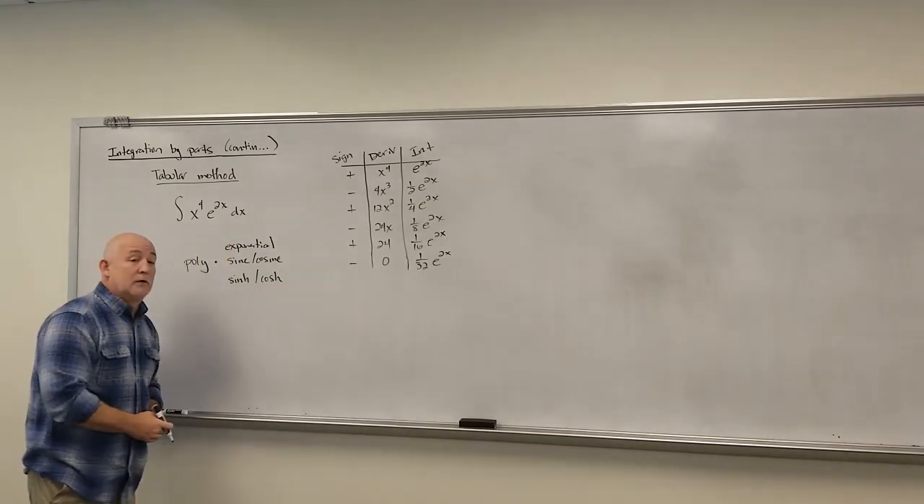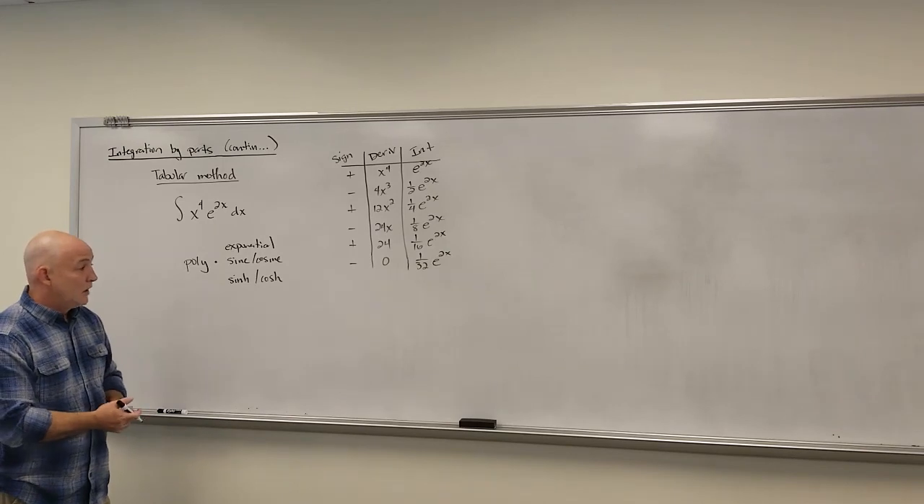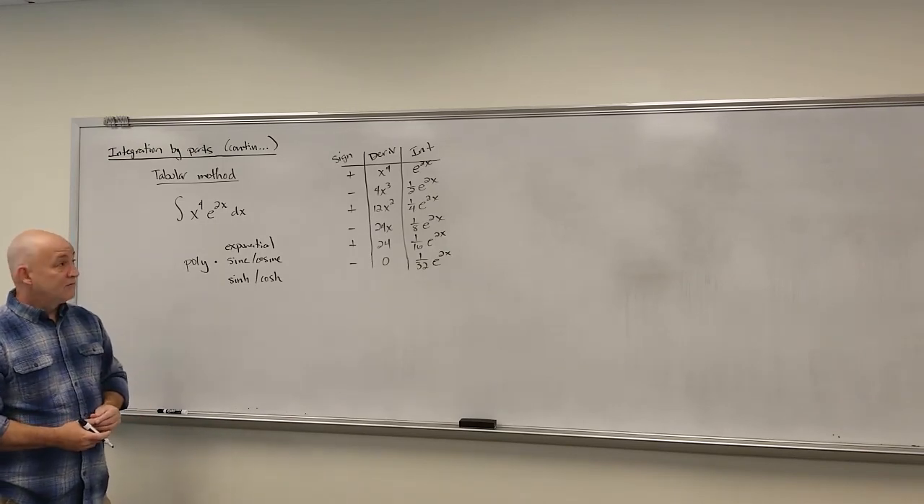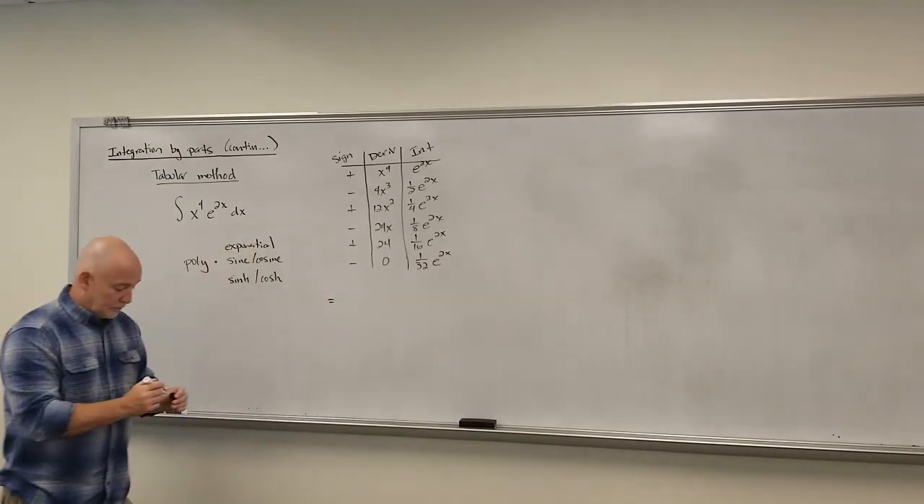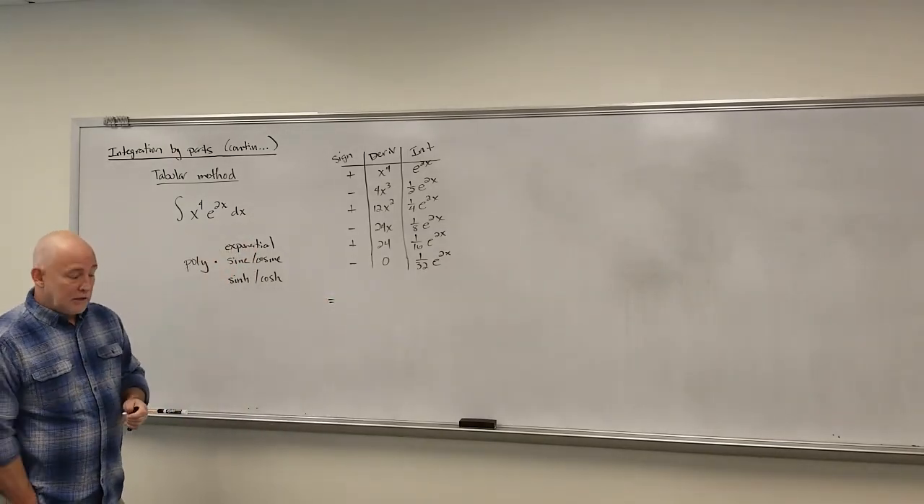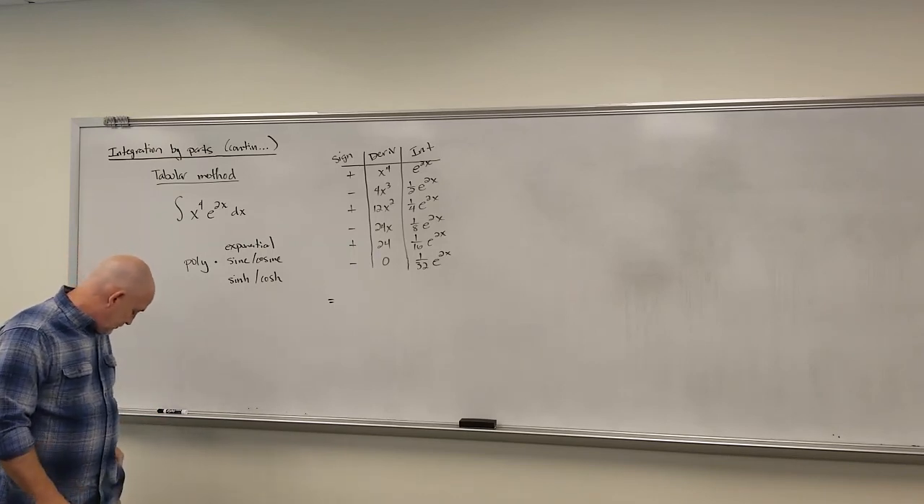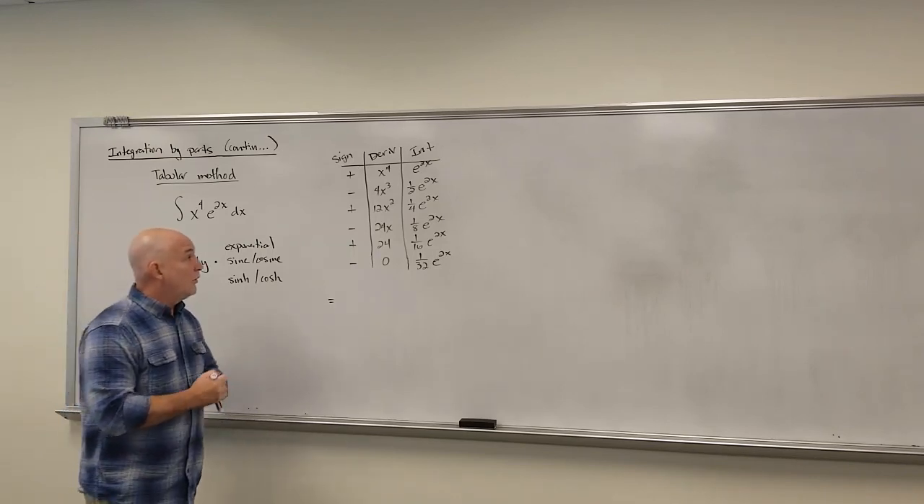All right, now believe it or not, when you're looking at this, you're like, well, that's a mess. But you're actually done. All you have to do is put all the pieces together. So this integral is equal to... Now to find each term in your answer, all you have to do is go across and then down.